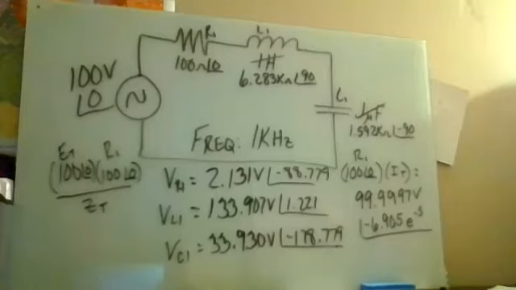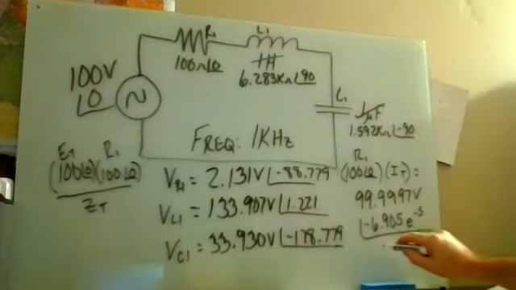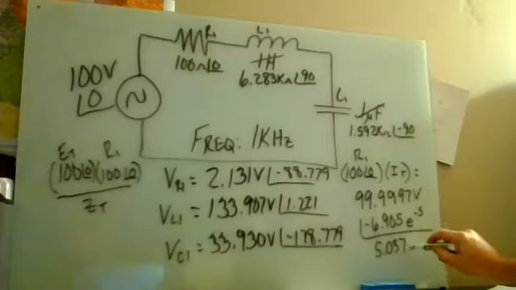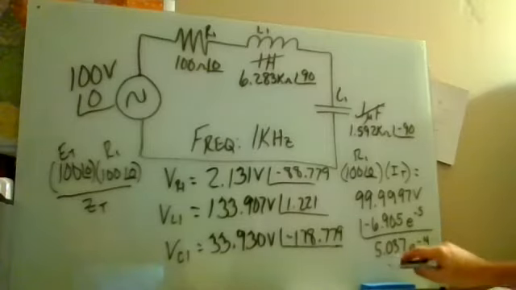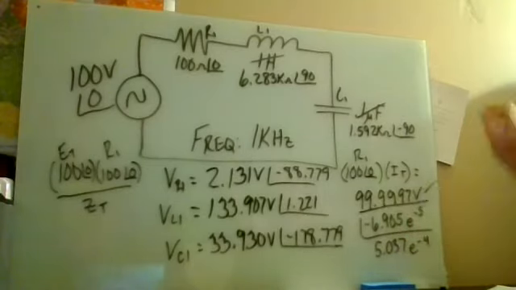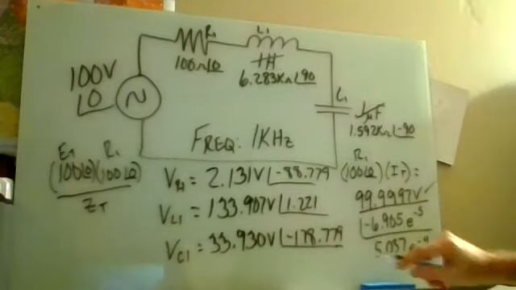Okay. So you got what? 5.037 exponent negative 4, right? Yeah. Okay. So even if I got this, you got this value here, right? Yep, that's still the same. So that's 100 pretty much, right? 99.99. Yep. So we know that's good.